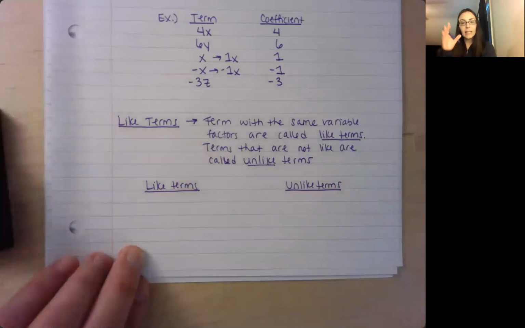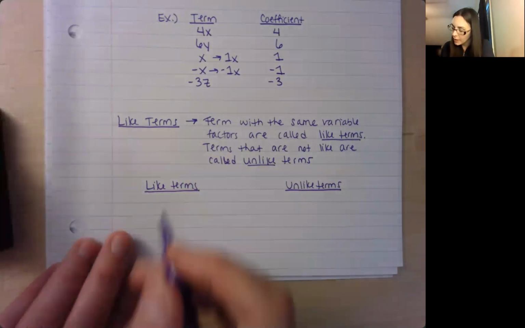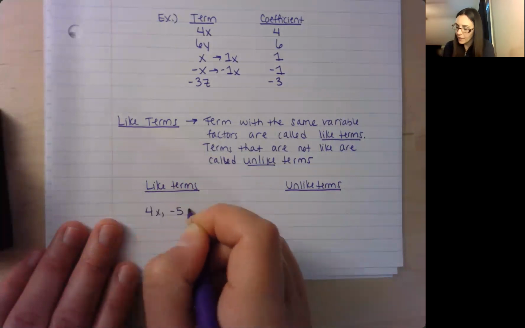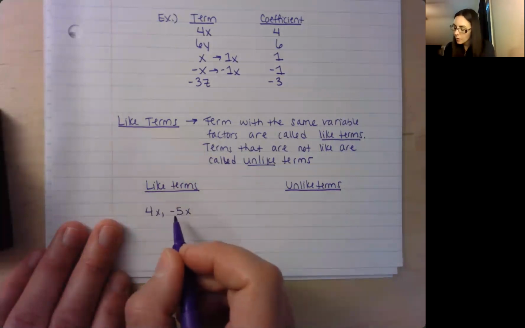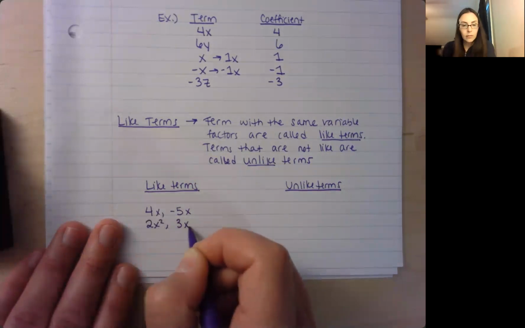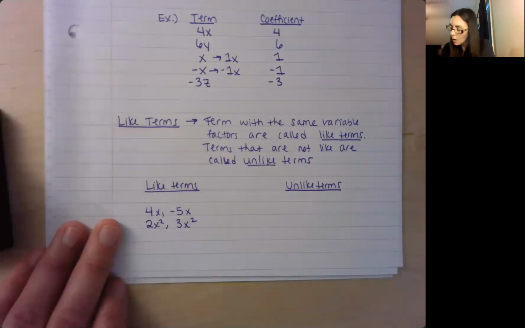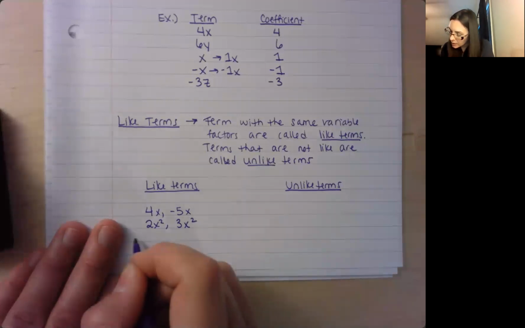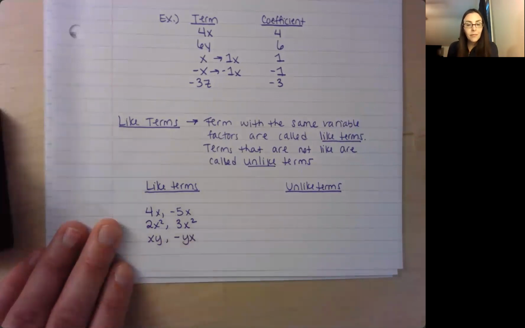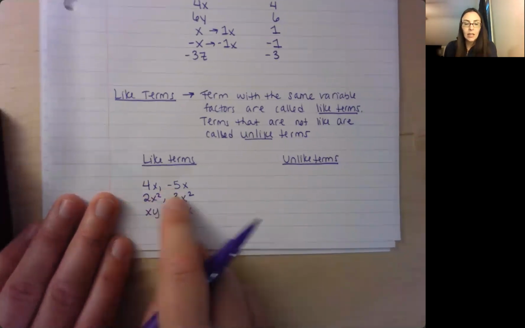So like terms have the exact same variable factors, so the exact same variable components. So things that would be like terms could be something like 4x and negative 5x, right? They have the same exact variable. Or 2x squared and 3x squared. Again, they have the same exact variable factors. They both have x squared. Or maybe I have something like xy and negative yx. Now this one's a little tricky, but again, I don't care about the sign, I don't care about the numbers. Just looking at the variables.